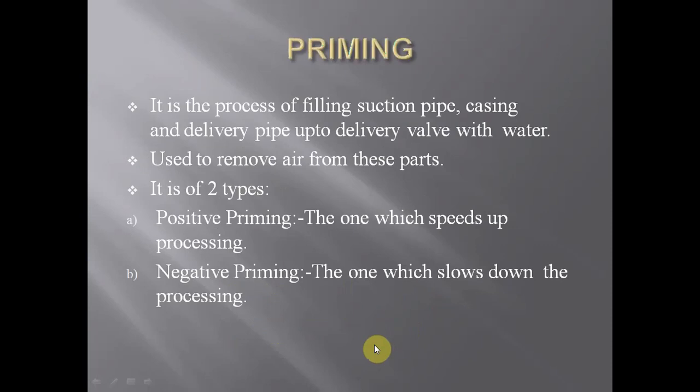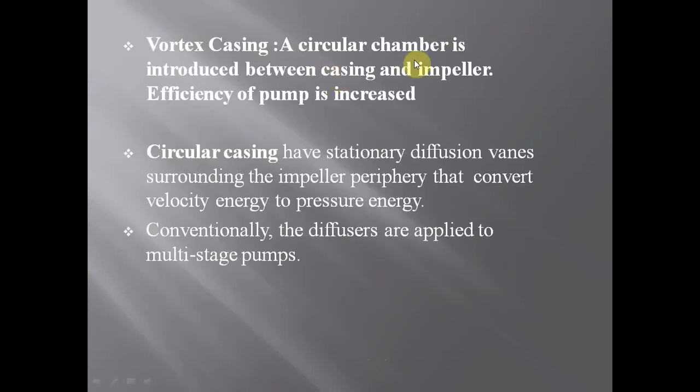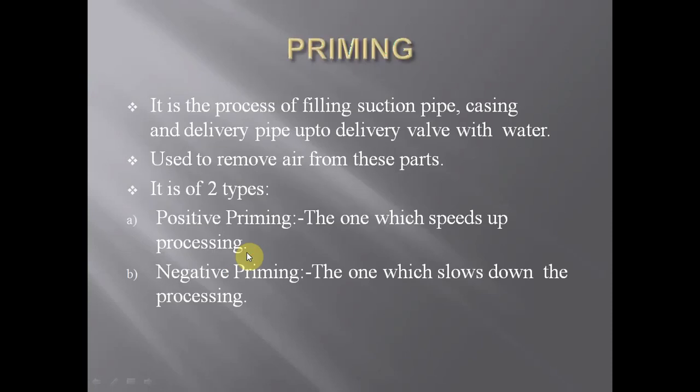Then the vortex casing. A circular chamber is introduced between the casing and the impeller, so that the efficiency of the pump is increased. Circular casing has stationary diffusion vanes surrounding the impeller periphery that convert the velocity energy to pressure energy. Conveniently, the diffusers are applied to multi-stage pumps.